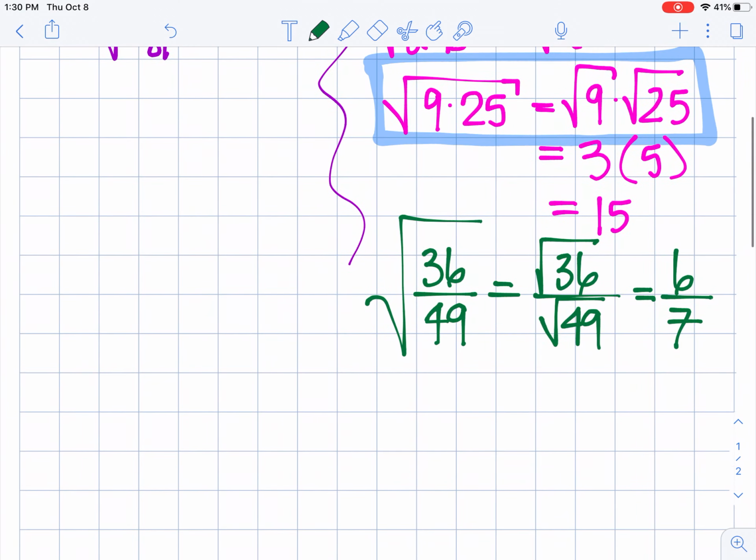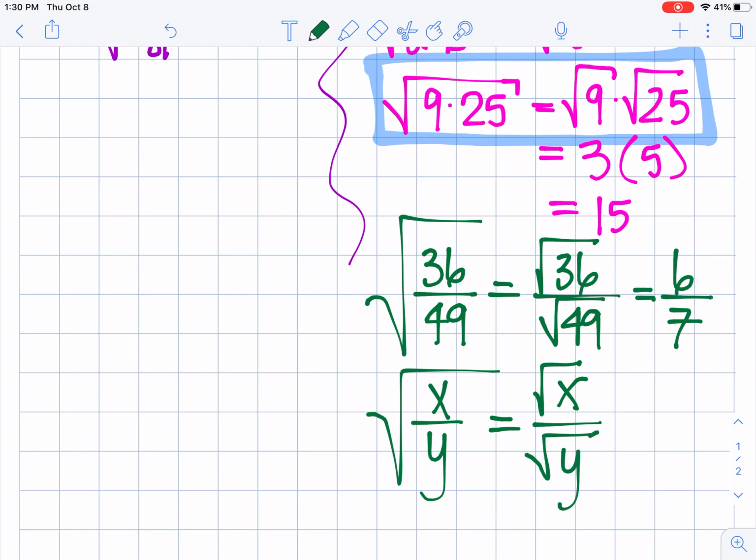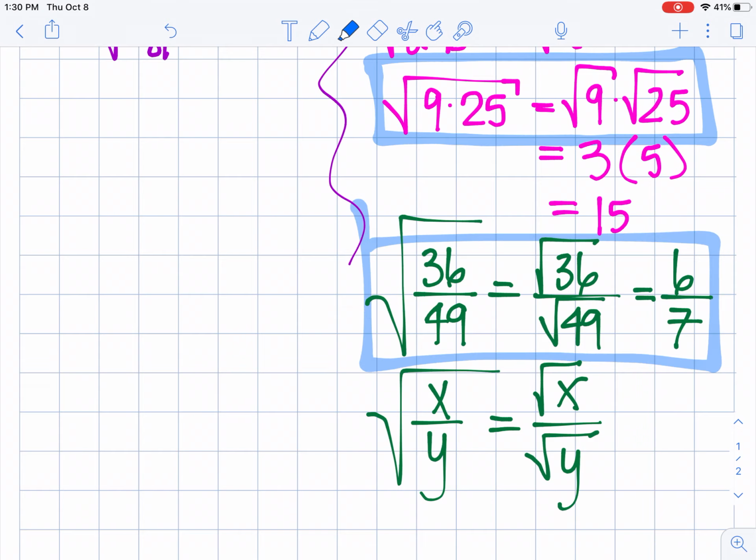So the rule looks like this. This big square root of x over y, my fraction, is the same as the individual square root of the top divided by the individual square root of the bottom. So this would be my main rule that we're focusing on.